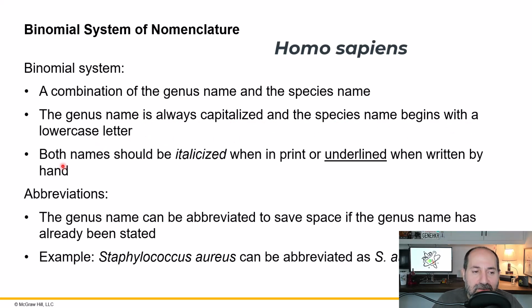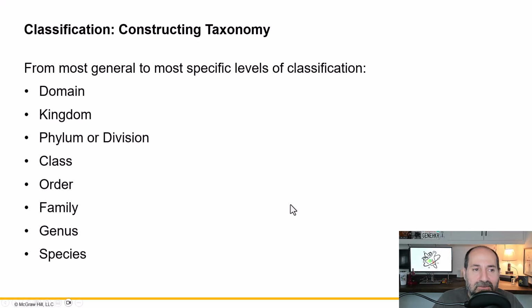Then it's not correct until you italicize or underline the word, right? So binomial nomenclature: capitalize the first word, lowercase the second word, and then either italicize or underline. Okay, we need to know that.